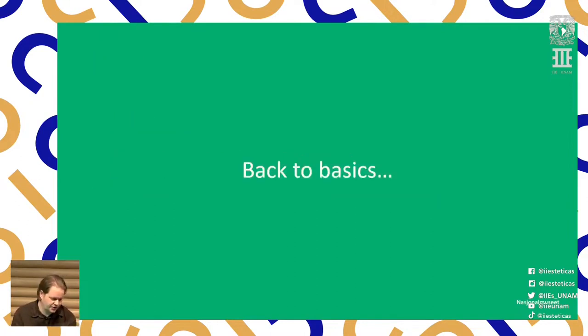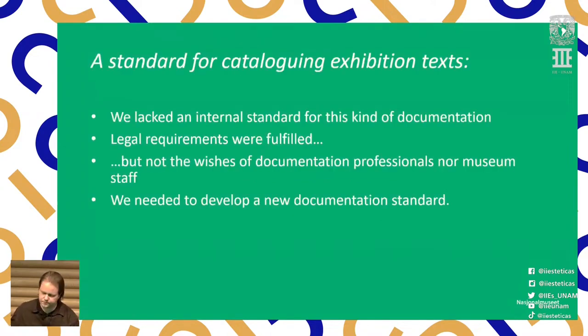So back to the question of how to catalog exhibition texts. The situation was that we had a mountain of texts, but not a specific standard for cataloging them in our CMS. At the present moment, exhibition texts are saved as PDFs in our archive system, which fulfills our legal obligations for documentation, but not the needs or wishes of the people that actually would write, read, catalog, and try to find the texts. So we needed to develop a new internal documentation standard that specified what texts should be cataloged, where they should be cataloged, and how, in what format.